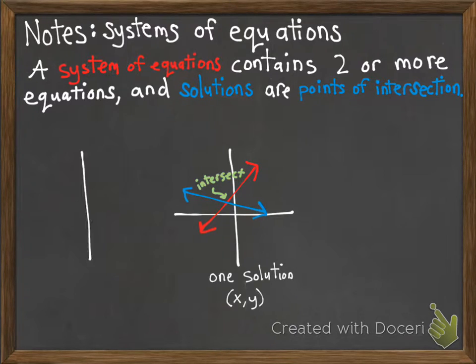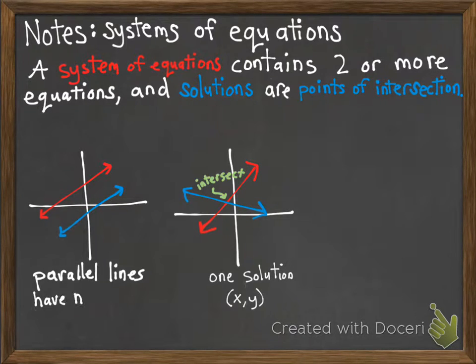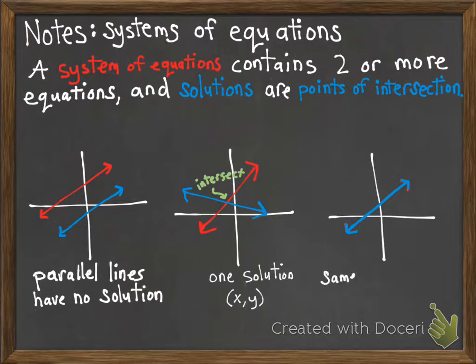If we graph the two and they don't cross because they're parallel, that would mean that they have no solution, since there's no point of intersection. Also, if we graph the two lines and they end up being the same line where one overlaps the other, that means that they cross everywhere or intersect everywhere, so there would be infinite solutions.